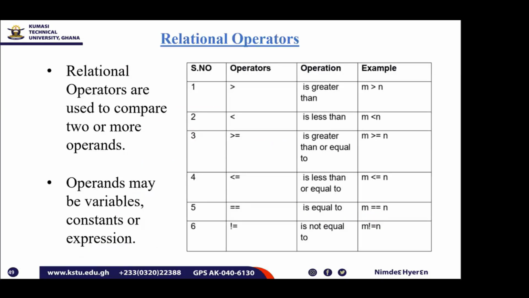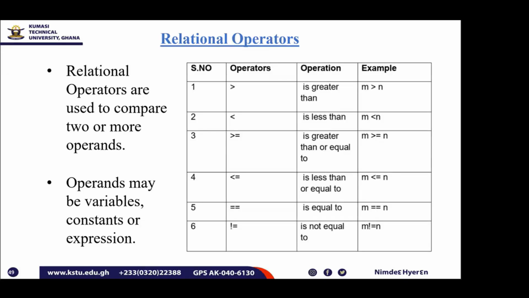Now let's look at relational operators. When we talk about relational operators, we are basically talking about operators that are used to compare two or more operands. We already know what operands are. Operands may be variables, constants, or expressions in this case.